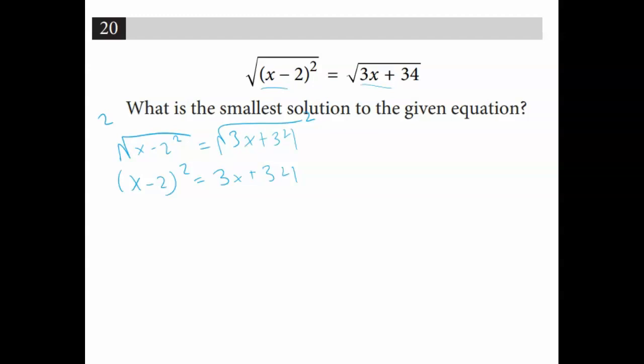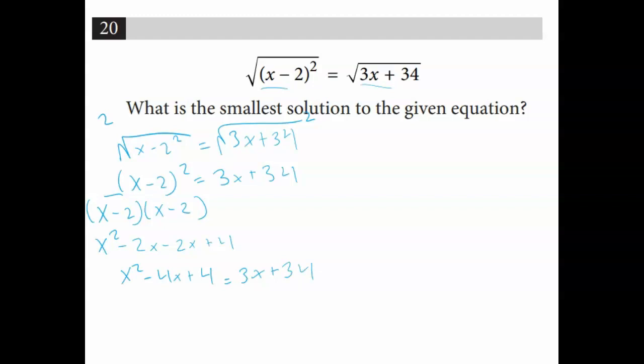All right, so what I'm going to do is square this x minus 2. So I'm going to take x minus 2, multiply it by x minus 2, and get an equation. I'm going to use FOIL. I'm going to get x squared minus 2x plus 4, so x squared minus 4x plus 4 equals 3x plus 34.